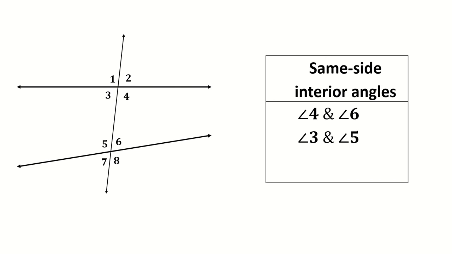The next one, or the third one, is what we call the same side interior angles. We have here two examples for you to be guided on how to easily identify whether angles are same side interior angles.